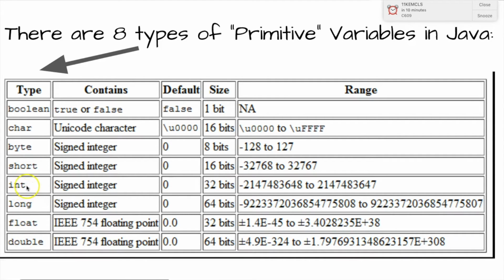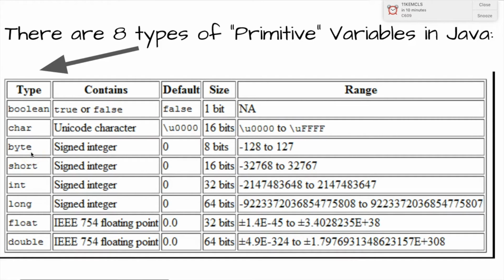So let's go through quickly. Normally we'd use an int for whole numbers, a long for larger whole numbers, a float for normal decimal numbers, and a double for very, very large decimal numbers with extreme levels of accuracy.